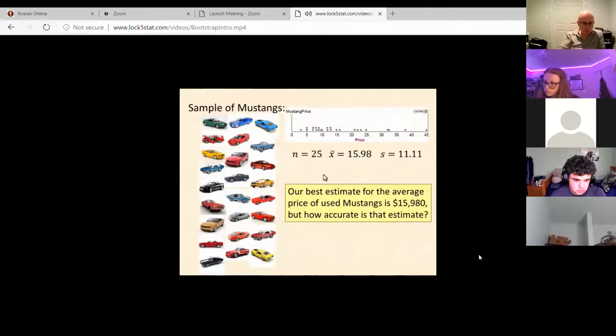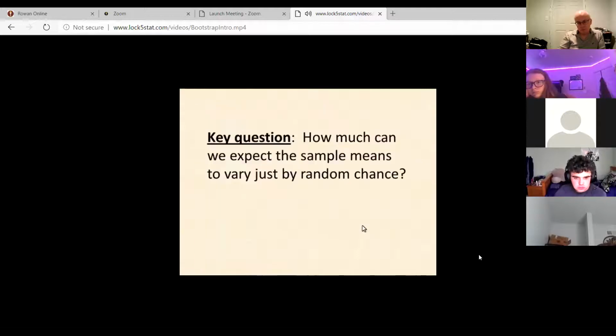So our best estimate for the average price of used Mustangs is $15,980 from this sample mean, which is in thousands of dollars. And the question is, how accurate is that estimate? We want some kind of confidence interval or margin of error to put with that best estimate. Key question: how much can we expect the sample means to vary just by random chance?